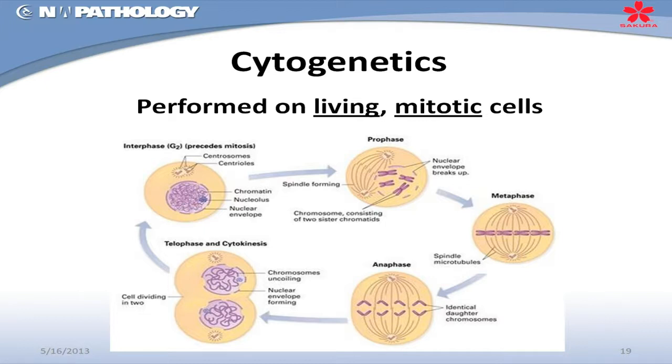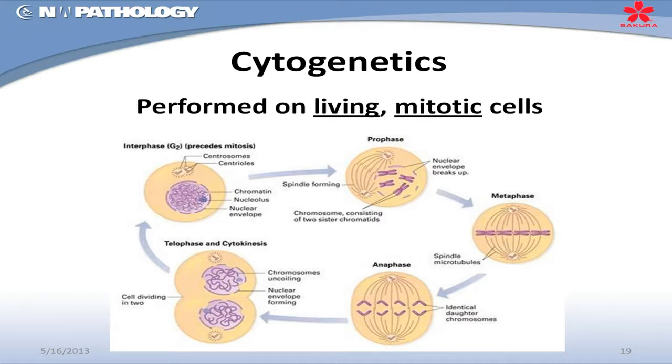So I'll describe these. A couple of important things to know about cytogenetics are that it can only be performed on living cells and on mitotic cells. So this schematic here shows the cell cycle, which you've probably seen before. Most cells during most of their lives are in interphase, meaning the phase of the cell cycle where they're just looking like their normal cell and functioning as they normally would.